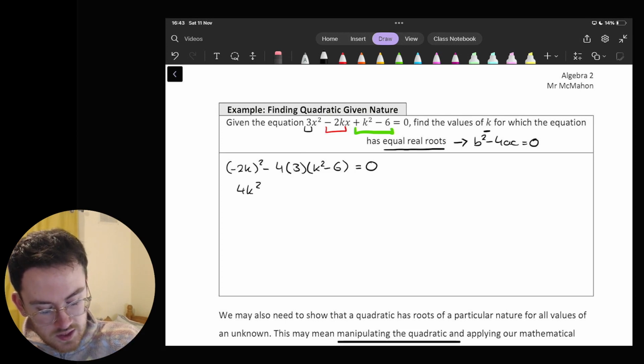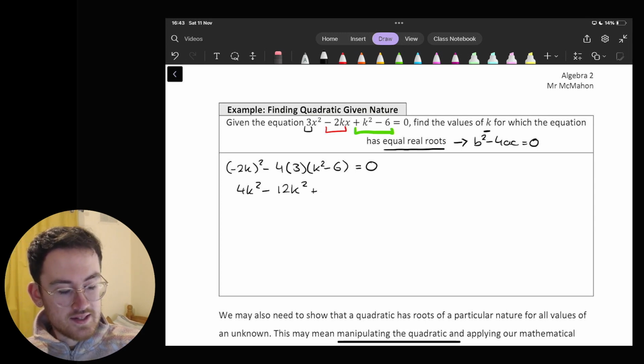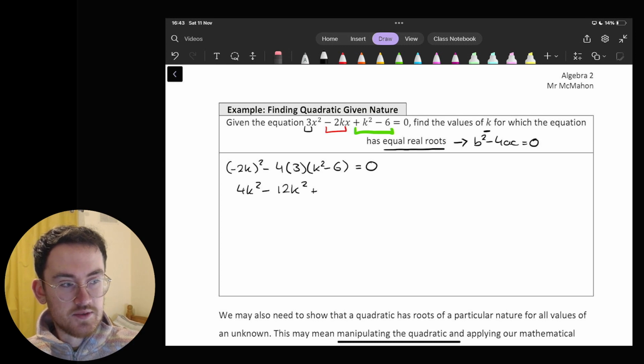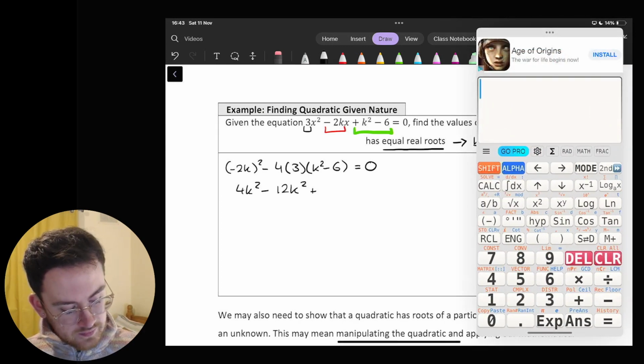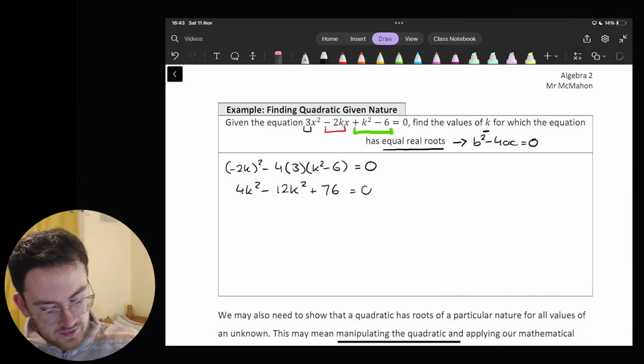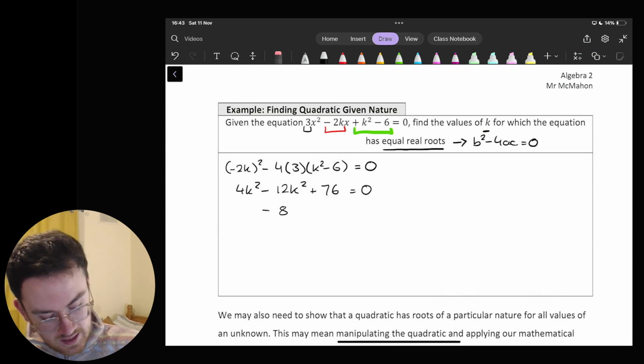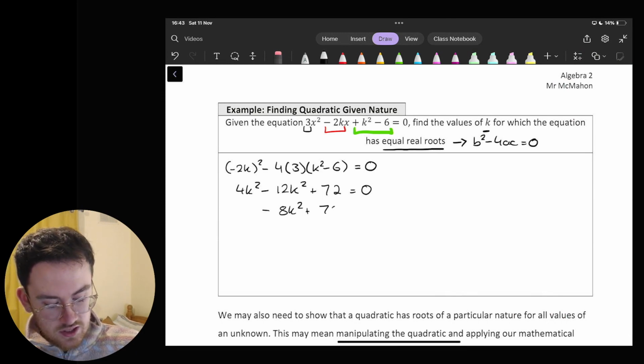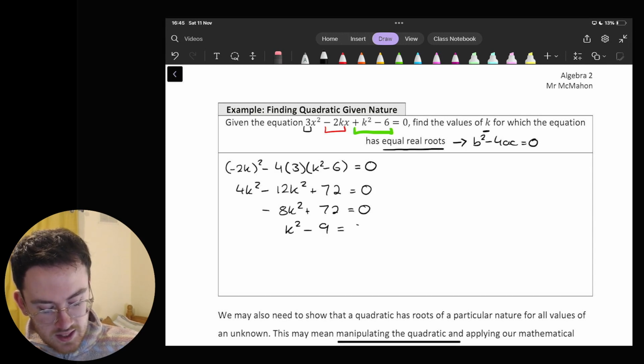So 4k squared minus 12k squared plus 6 times 12. My brain's giving out on me, so let's go. 6 times 12, 72, of course. Okay, so we get minus 8k squared plus 72. Let's divide by minus 8 there to give me minus 9.